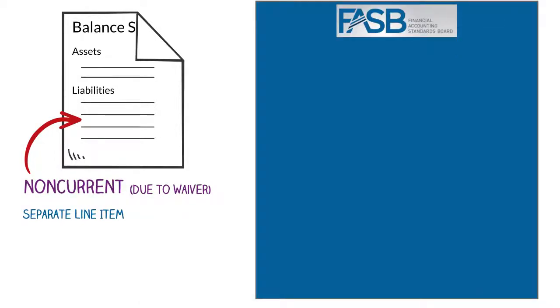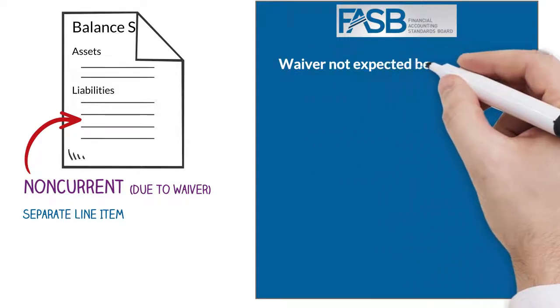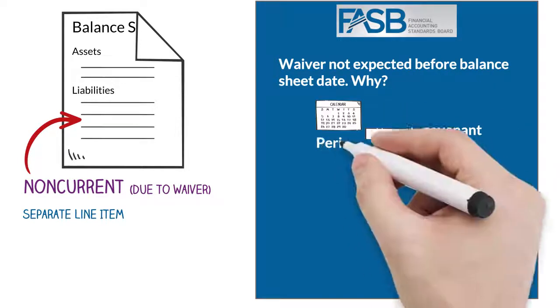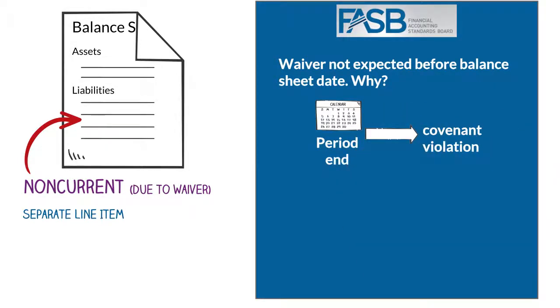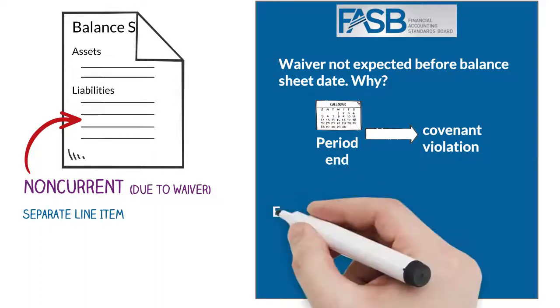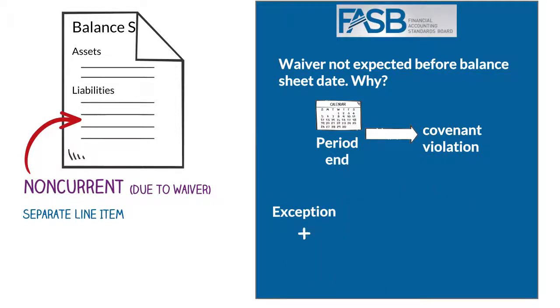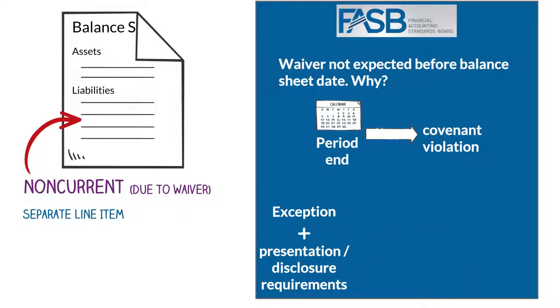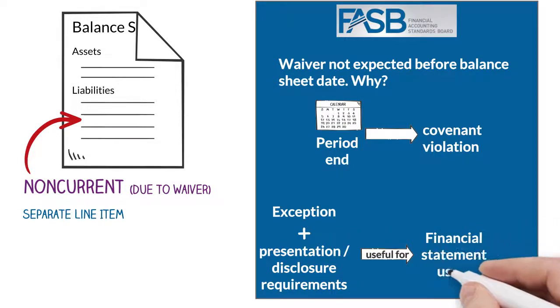The board decided that in many cases it is not practical for companies to obtain the waiver from the lender before the balance sheet date for a variety of reasons, including the fact that the entity and lender may not know that there is a covenant violation until after the period ends and the entity begins to prepare its financial statements. As a consequence, the board concluded that this exception to the classification principles, supplemented with the additional presentation and disclosure requirements, would provide useful information to financial statement users.